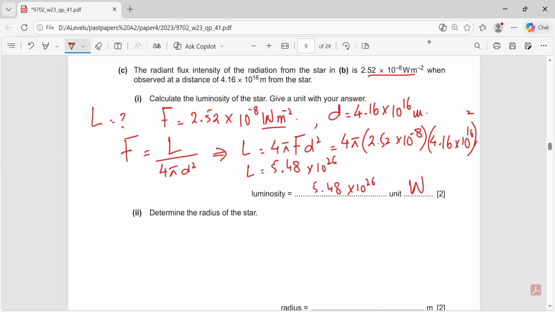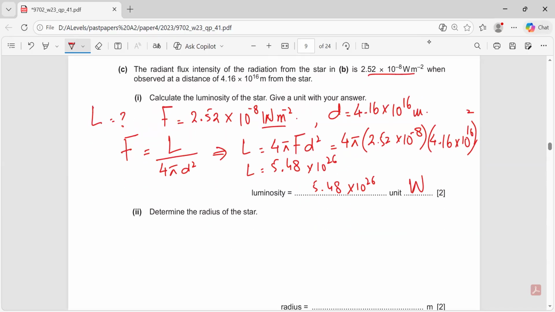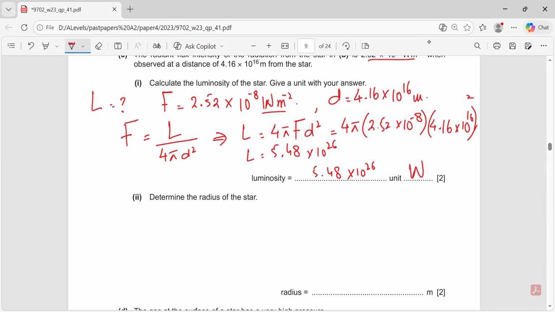Alright, this is part two of the session solving the paper we were solving earlier. The question says to determine the radius of the star. The radius can be found from the Stefan-Boltzmann law we studied in space physics. This law says that the luminosity of any star is directly proportional to the area and the fourth power of the temperature. As per that formula, it is 4 pi r square into the Stefan-Boltzmann constant multiplied by T power 4.